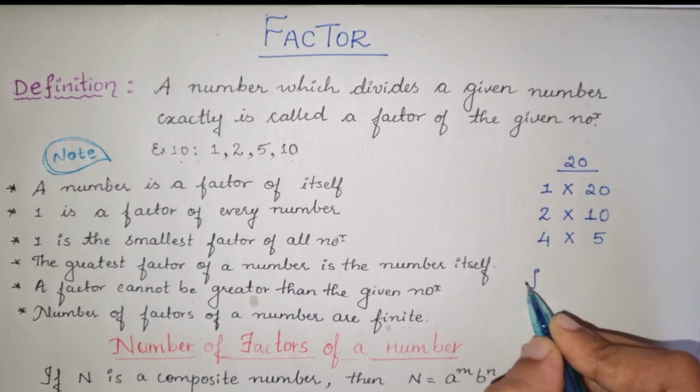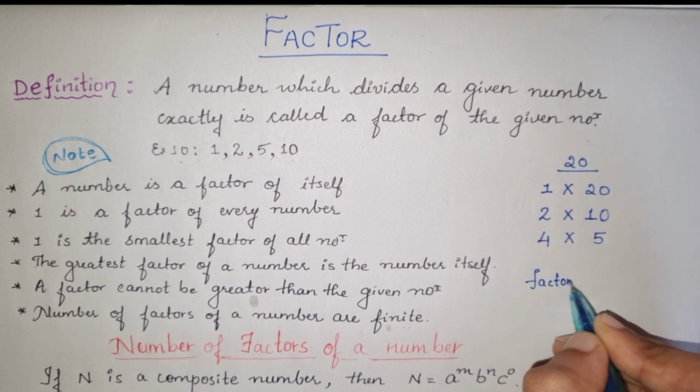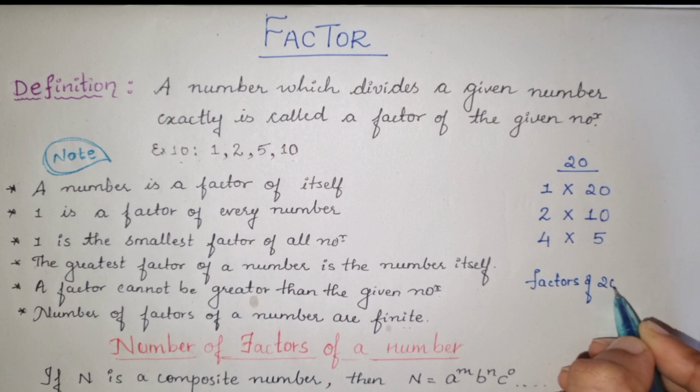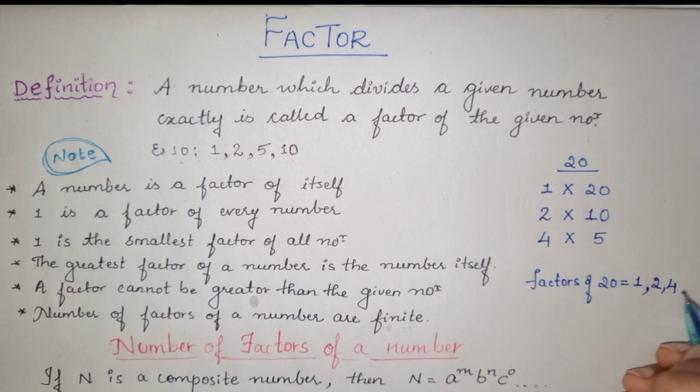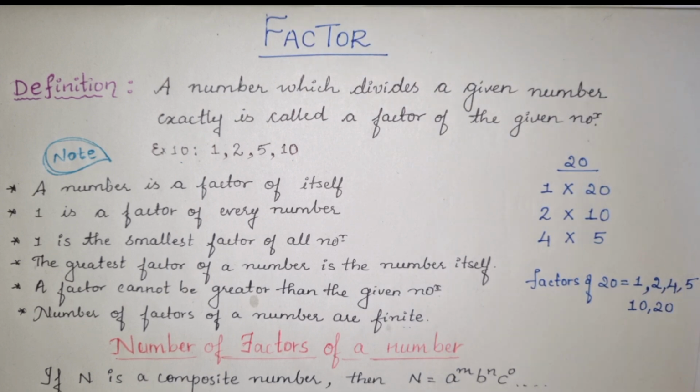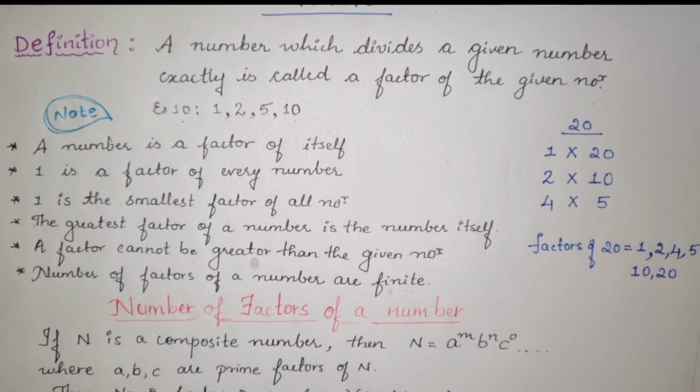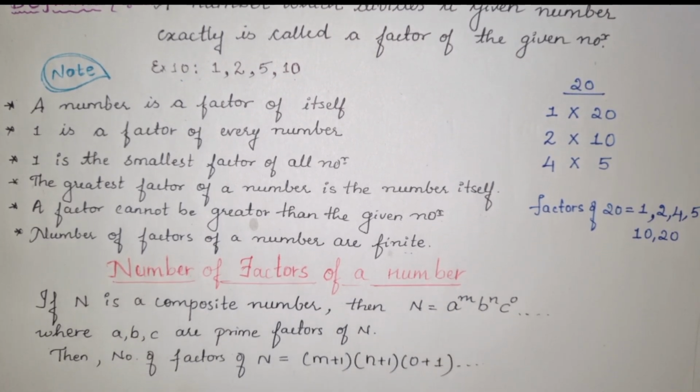So factors of 20 are 1, 2, 4, 5, 10, 20.